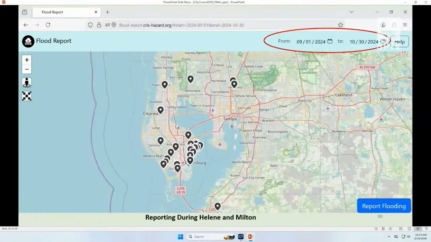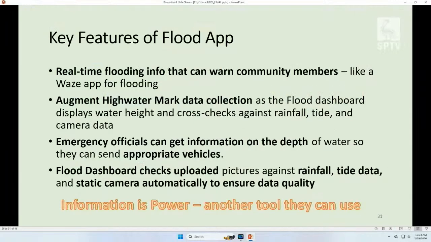You can actually see. So here are the various reports we have got between Helene and Milton. So these are the various photos. They were uploaded, and you can actually see it. Those are available to you today. You can go look for yourself, right? Again, the key feature is real-time flooding that can warn community members.